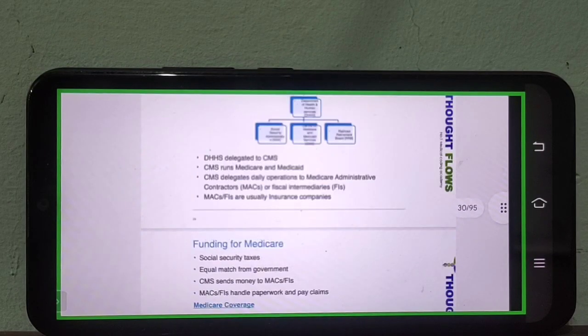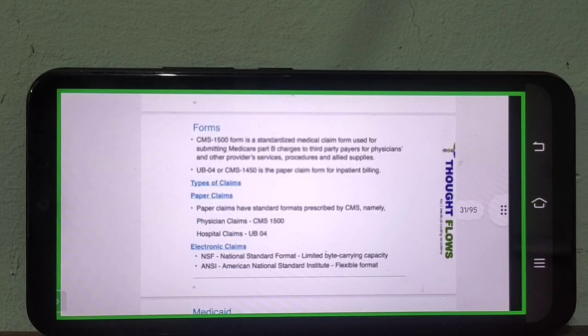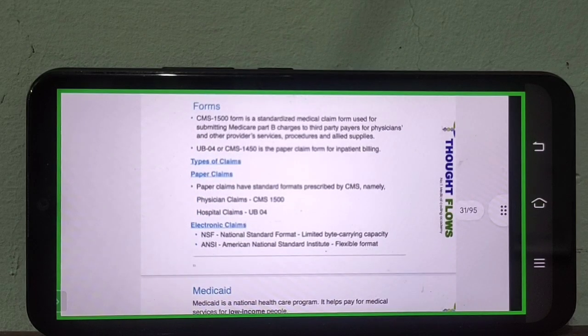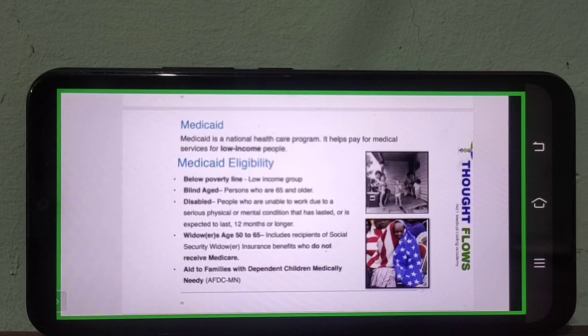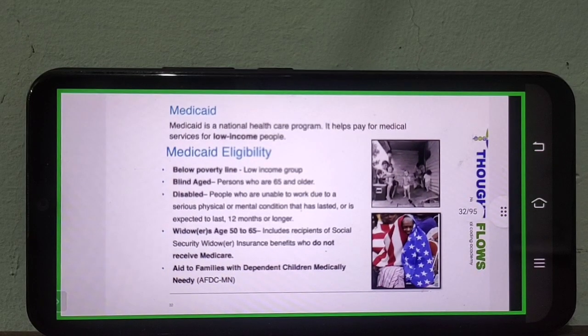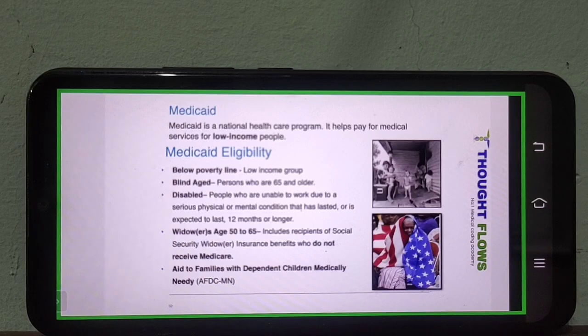And Medicaid. Medicaid serves low income people. That means those who are under the below poverty line. Whoever comes under the below poverty line comes under the policy of Medicaid.